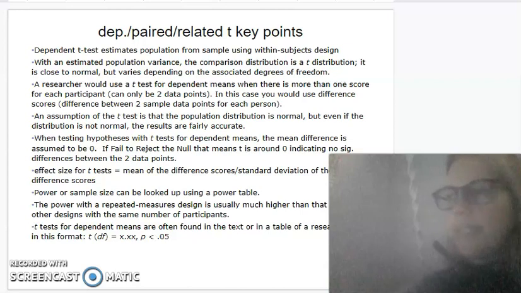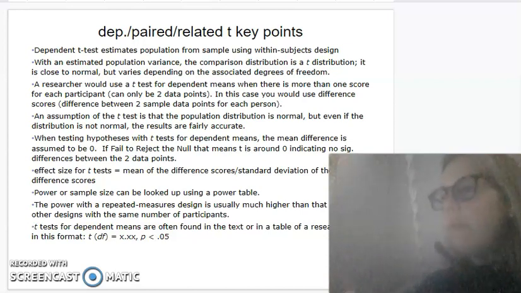Power is connected to sample size. Oftentimes, if I'm concerned about the ability to find significance, I could run some power analyses. And speaking of power, when I have a dependent t, I typically have more power because I have the same individuals across both groups. That's going to give me less variance because it's the same people being tested 2 times.